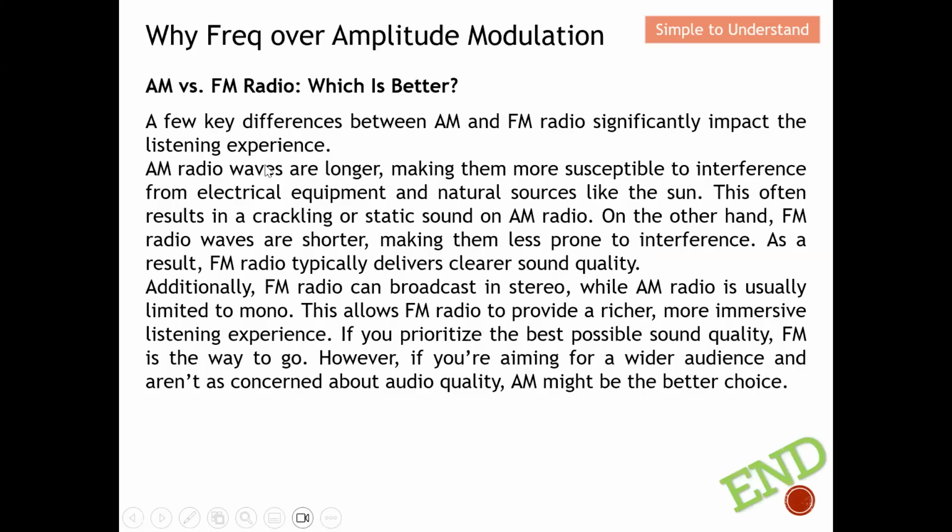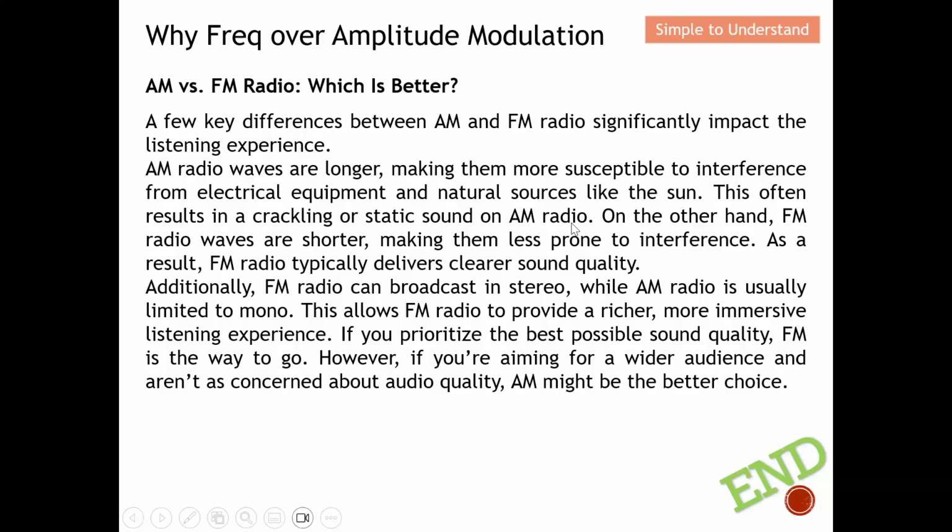So this will be my last slide. I want to do a quick comparison between AM and FM radio. Which is better? A few key differences between AM and FM radio significantly impact the listening experience. Most of the time, we use amplitude modulation or frequency modulation simply for radio broadcasts. AM radio waves are longer, making them more susceptible to interference from electrical equipment and natural sources like the sun. So this often results in a cracking or static sound on AM radio.